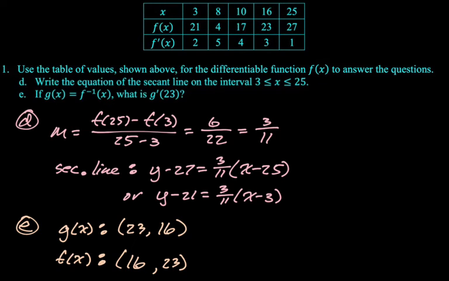And now the relationship is g prime of 23 is going to be 1 over f prime of 16. So you have to find the corresponding point. The point on f is 16, 23. On g, it's 23, 16. G prime of 23 is 1 over f prime of 16. The more you think about it, the easier that gets.